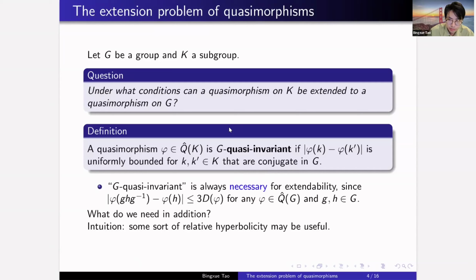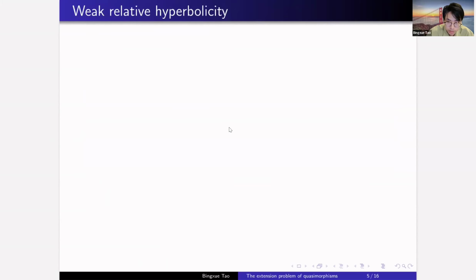Because for the mapping class group, you need to act the mapping class group on the curve graph to study the quasimorphisms. And here, this curve graph is hyperbolic. So we always need some hyperbolicity.